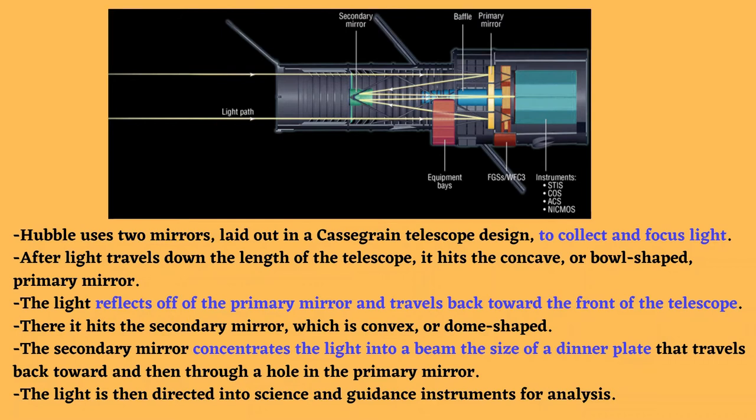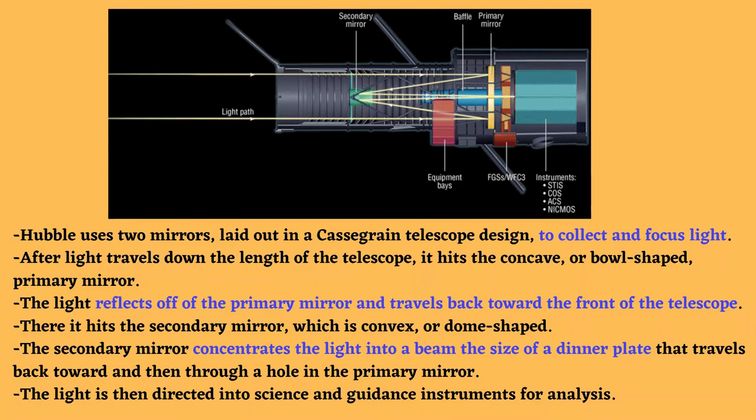After light travels down the length of the telescope, it hits the concave mirror, or bowl-shaped primary mirror. The light reflects off the primary mirror and travels back toward the front of the telescope. There, it hits the secondary mirror, which is convex or dome-shaped.